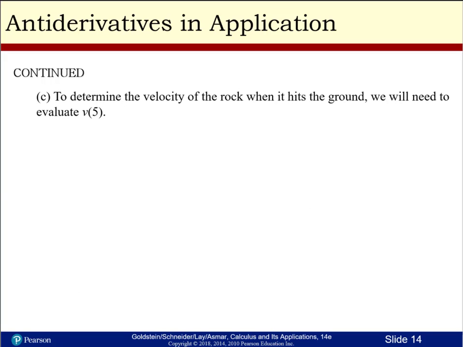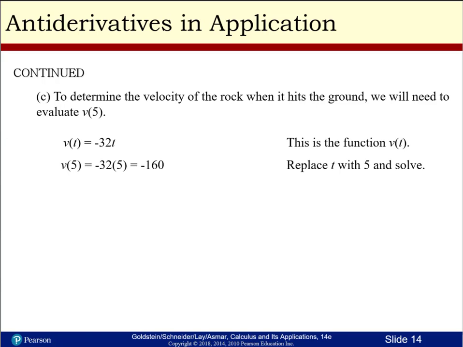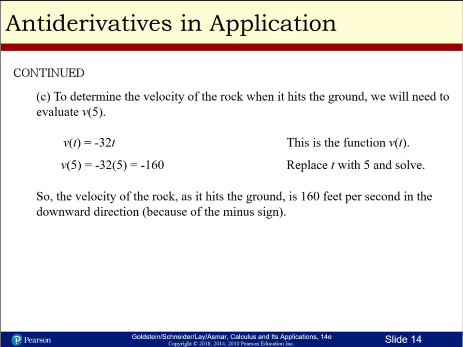To determine the velocity of the rock when it hits the ground, we need to evaluate v of 5. I just have to plug in a 5. So the velocity of the rock as it hits the ground is 160 feet per second in the downward direction. That's what the negative sign means.